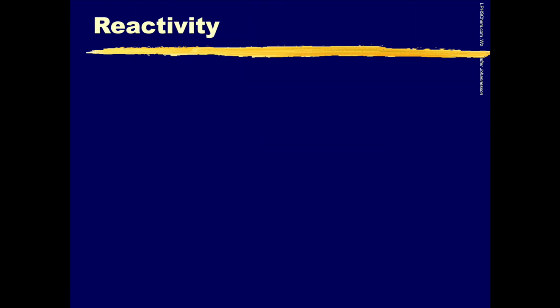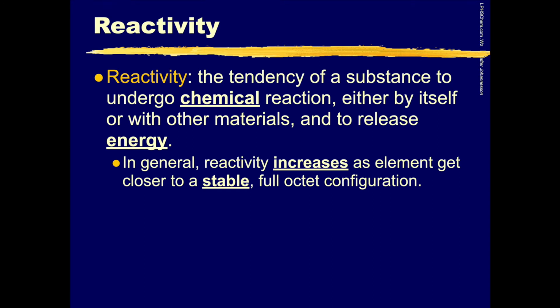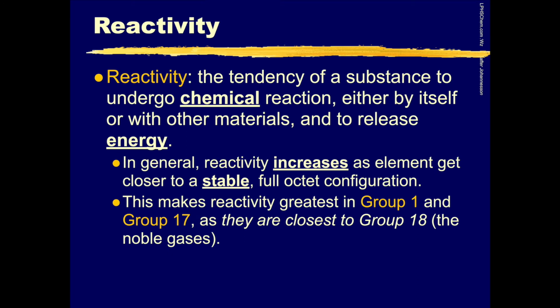All right, the last trend we're going to talk about today, and we'll do in a demonstration next time, is reactivity. Reactivity is the tendency of a substance to undergo a chemical reaction, either by itself or with other materials, releasing energy in the process. In general, reactivity increases as elements get closer to a stable full octet configuration. So keep in mind that it's all about getting a full valence shell. That's what this means right here when it says full octet.